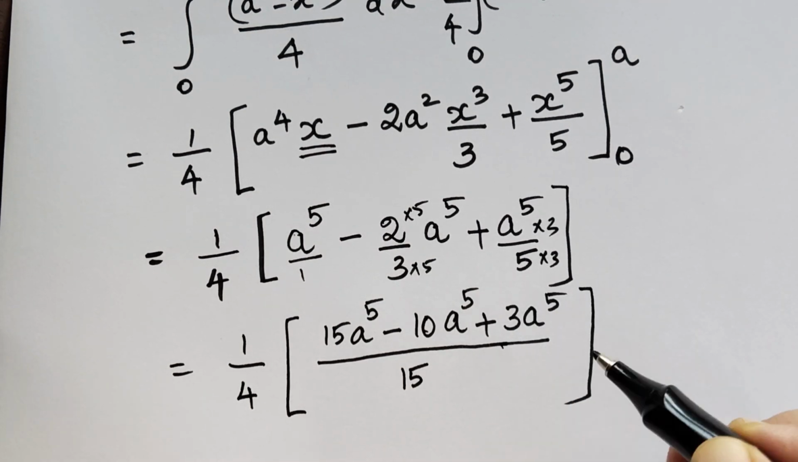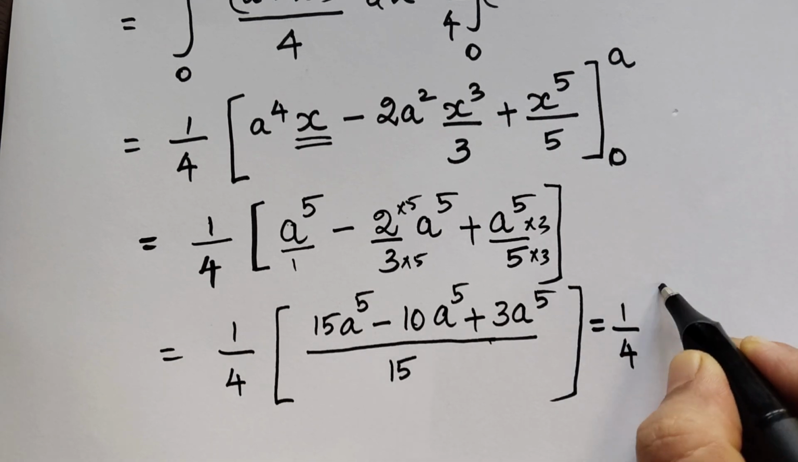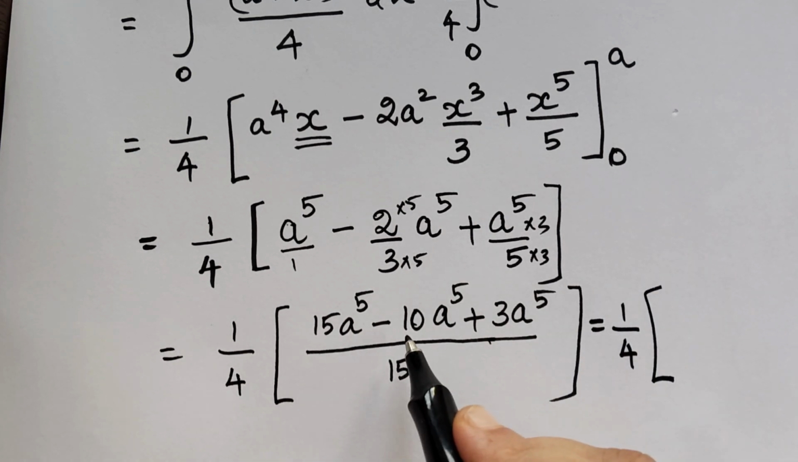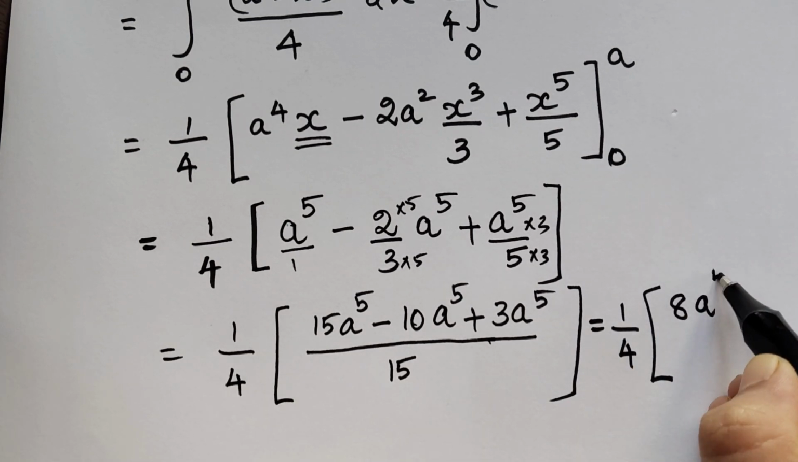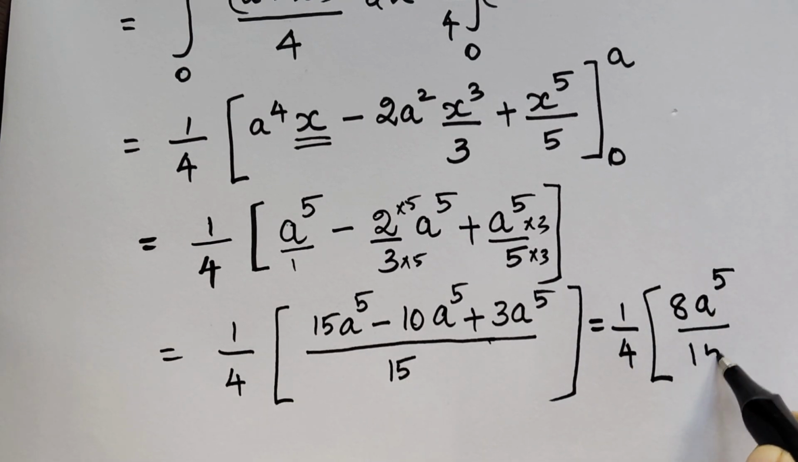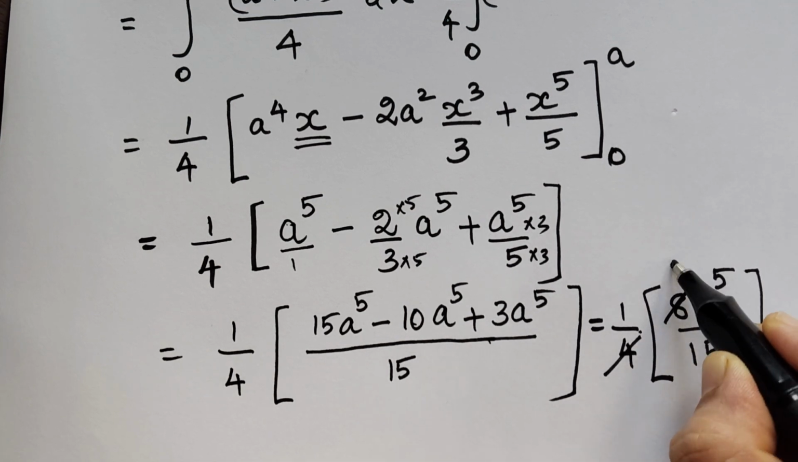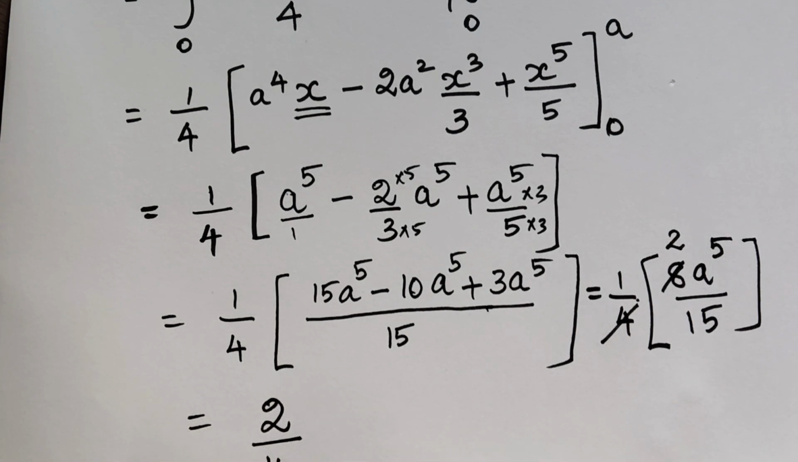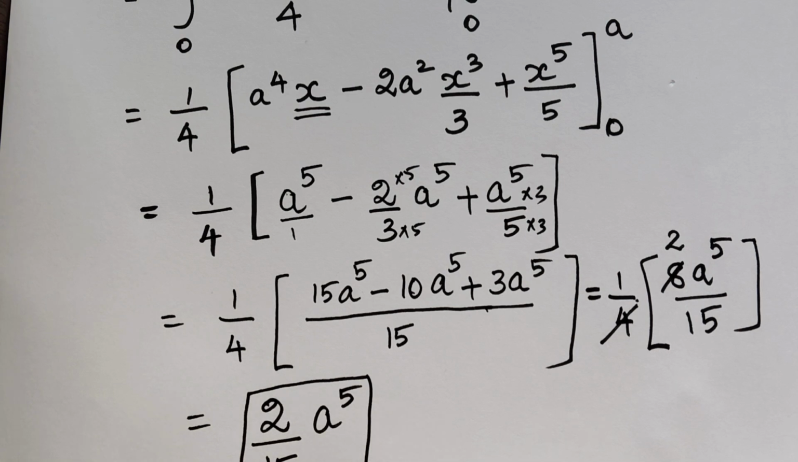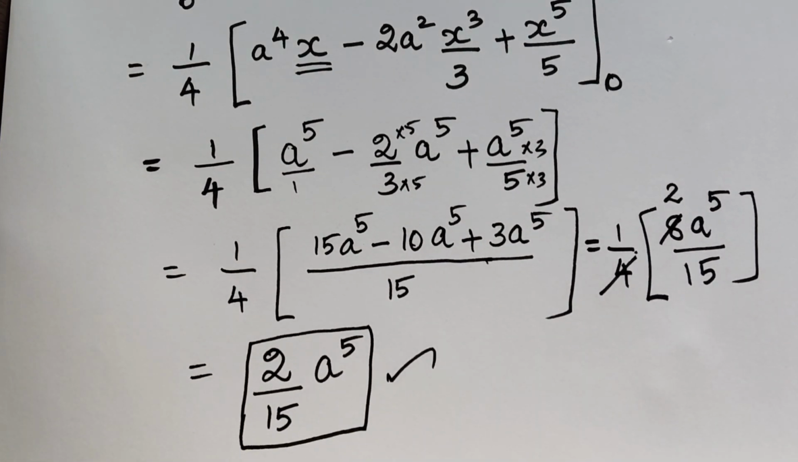Now we shall add all this. So this will be equal to 1 by 4 multiplied with 15 minus 10 is 5, 5 plus 3 is 8, so 8a to the power 5 divided by 15. And this can be cancelled, 4 ones are 4 and 4 twos are 8, and therefore the answer will be 2 by 15 a to the power 5. So this is the solution for the given integral. So hence we have evaluated the given integral.